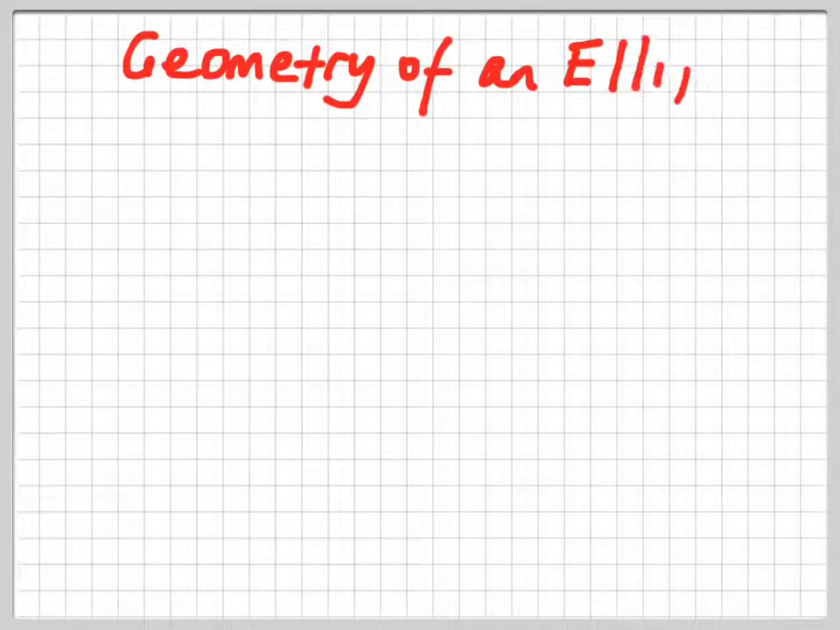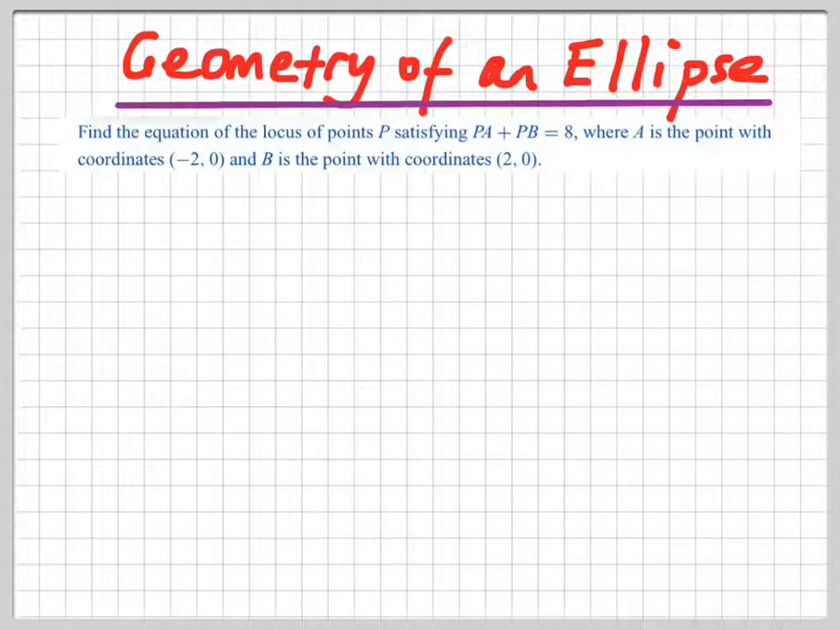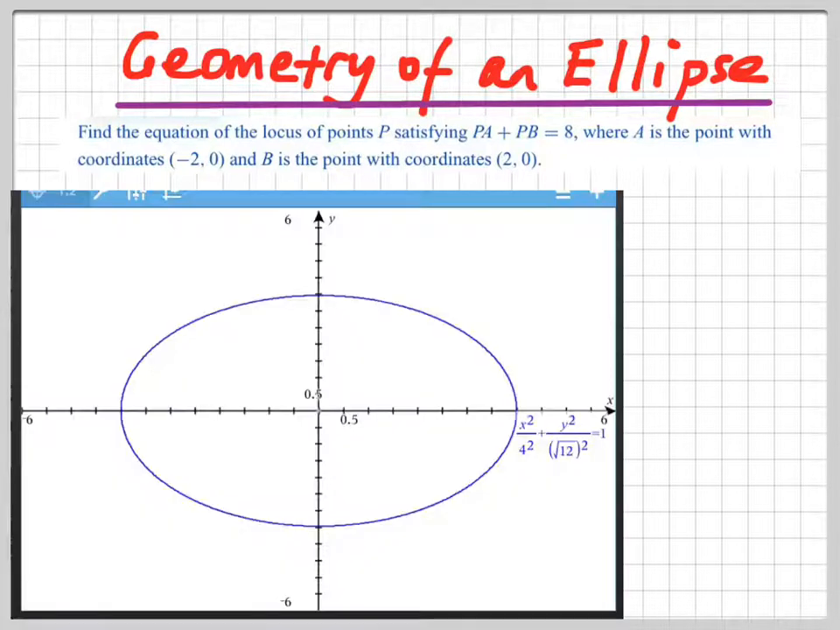It does. All right, so here comes the geometry of an ellipse, okay? I need to explain a few things to you. We've got a situation here where we're supposed to find the equation of the locus of points P satisfying PA plus PB equals 8, where A is the point with coordinates (−2, 0) and B is the point with coordinates (2, 0), all right? Now, hey presto, there it is. But I'm going to explain what it's all about so that you'll really get this, okay?